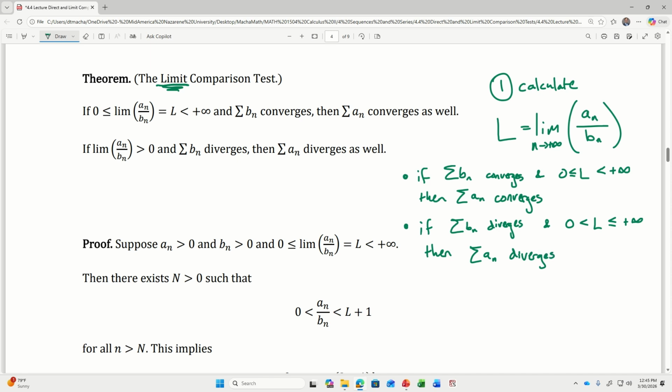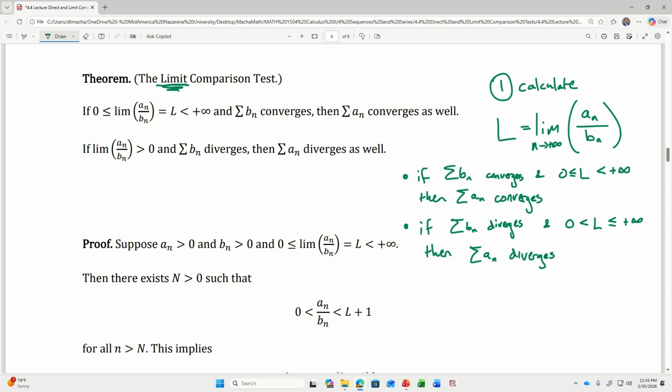So when you take this limit, there's three things that might happen. Either this limit goes to 0, or this limit goes to infinity, or this limit converges to some finite number. If that limit comes to some finite number, that means the ratio between your series a and some series b approaches a finite number, then they're either going to converge or diverge together.